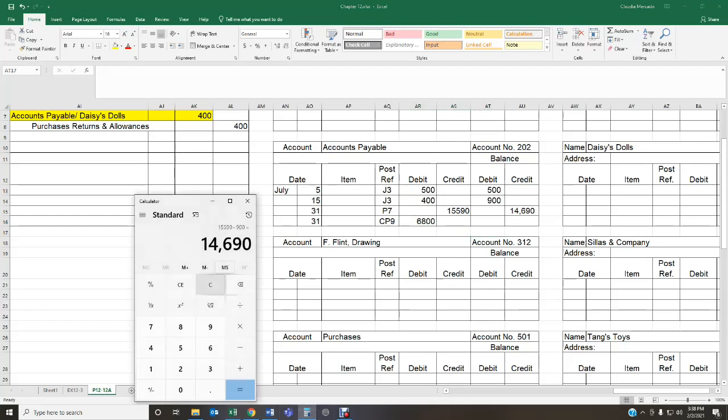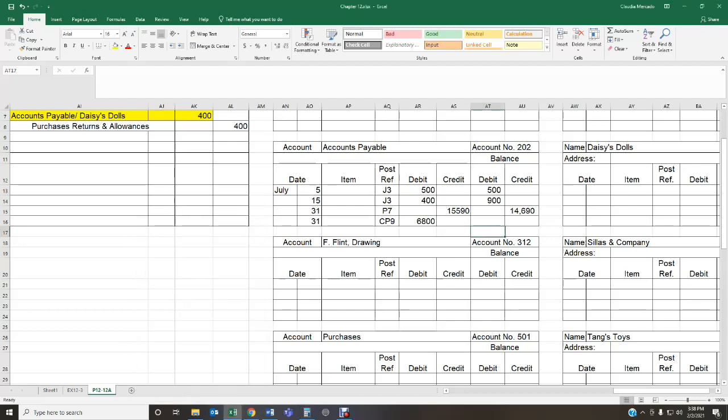I can get my calculator. 14,690 minus 6,800. That gives me a balance of 7,890. And that is a credit balance, as it should be, because accounts payable is a liability account, and the normal balance of a liability is a credit. Okay, so there we're done with the second general ledger, which is accounts payable.